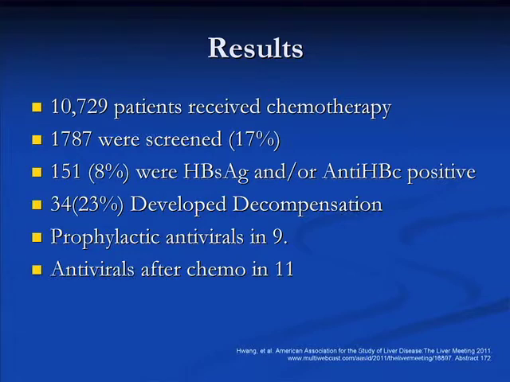34 of those patients, or a quarter of them, went on to develop decompensation of their liver disease. So patients who got chemotherapy who were surface antigen or core antibody positive, almost a quarter of them, went on to develop decompensation. Those who received prophylactic antivirals, only 9 of these patients, and those who received antivirals only after chemotherapy only represented 11. So only 20 of the 34 patients even received any therapy once they developed decompensation.